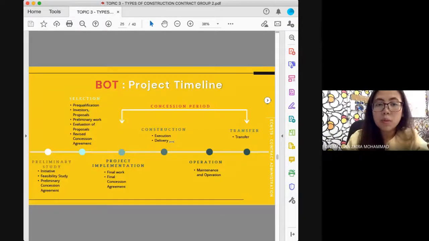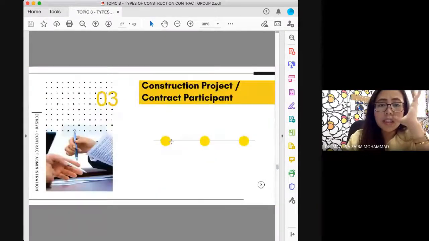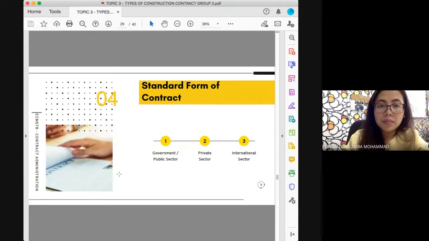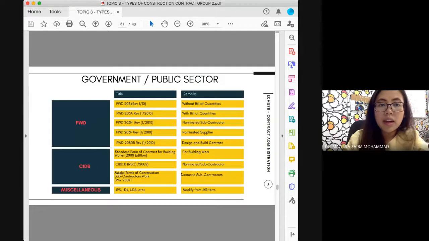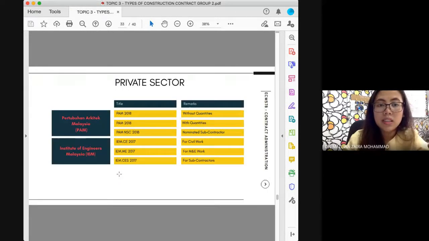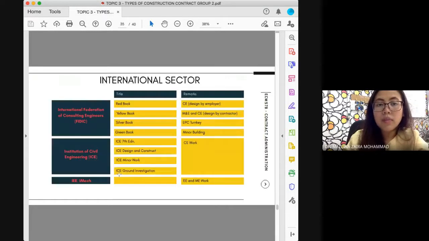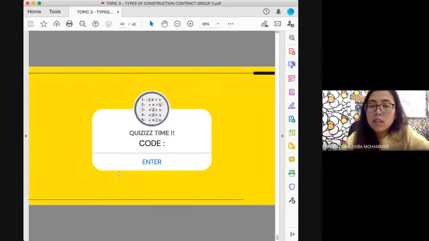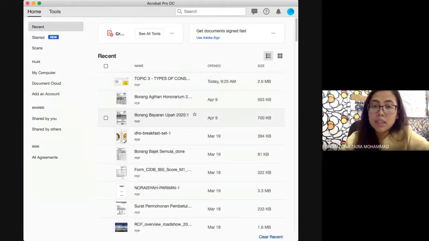You see, they explain what a BOT is. They make the content very detailed. They try to understand what this is. You see, manpower, financer, these are also parties. The fund provider. Then the form of contract. Now they explain what form this is. In private projects, they use what form? For the international project, what form? It's not a simple presentation, it is a very informative presentation. This is what I want you to come out with.